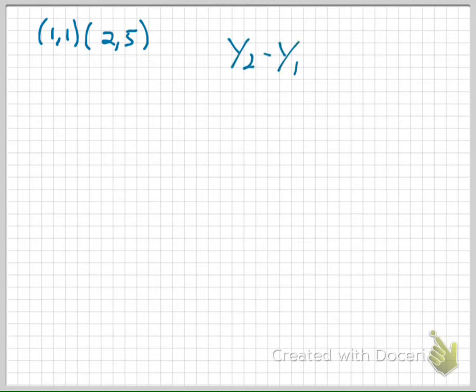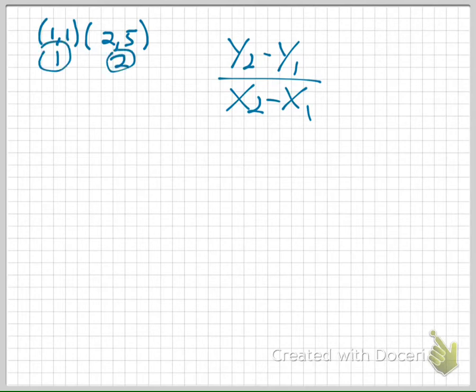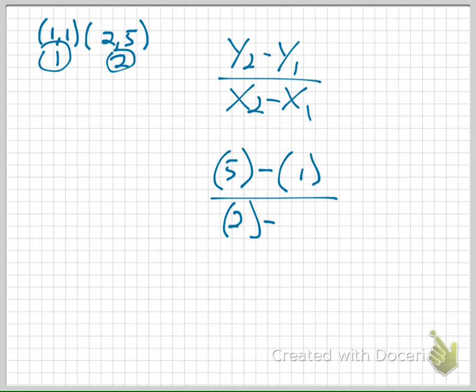y2 minus y1 over x2 minus x1. Excellent. We'll call this point 1, and we'll call this point 2, and we'll do it. What is y2? 5 in parentheses minus 1, over x2 is 2 in parentheses minus 1. What is 5 minus 1? 4. 2 minus 1? 1. So what's the slope? 4.